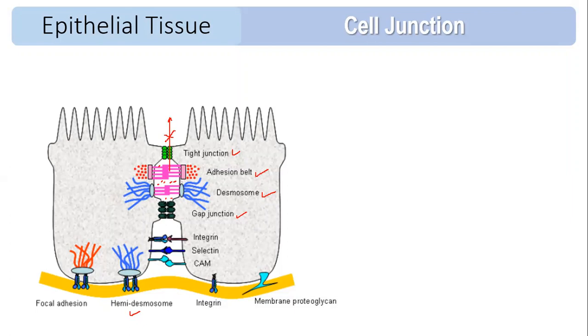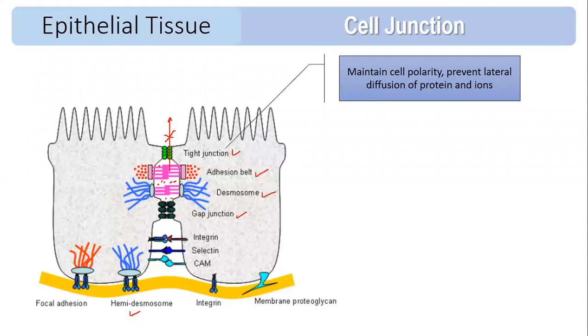So what is the first function of the tight junction? It maintains the cell polarity. Second, it is responsible for preventing leaking of the molecule. That means if a molecule is present between the cells, it should not come out of the tissue, it should remain within the tissue. So it prevents lateral diffusion of proteins and ions. That is the first junction, called the tight junction.